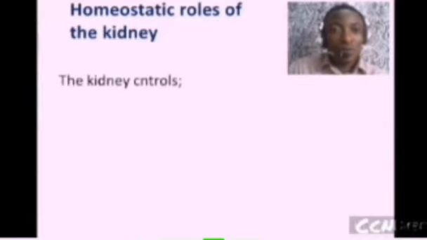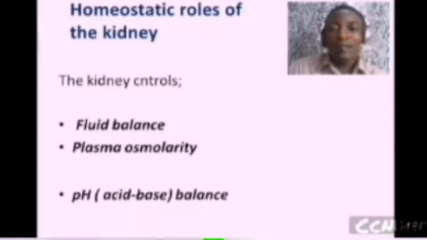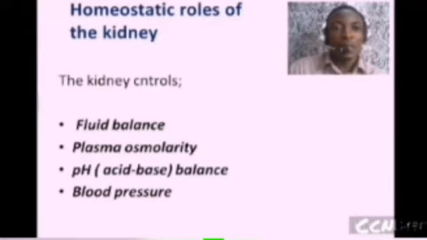The kidney controls fluid balance and plasma osmolarity. It also regulates pH, or acid-base balance, and it also controls blood pressure. We're going to look at them one after the other, beginning with regulation or control of fluid balance.